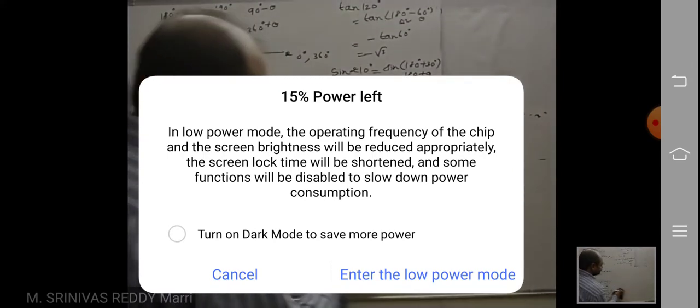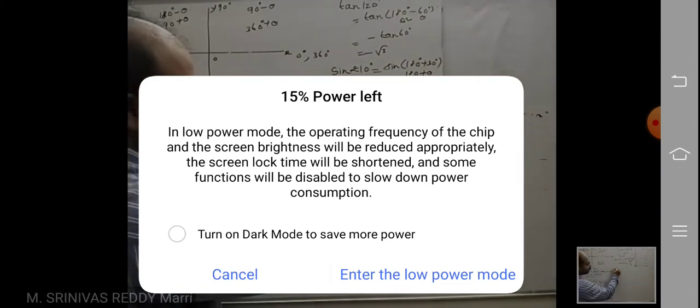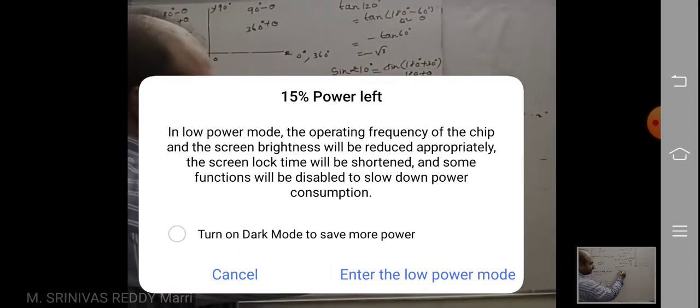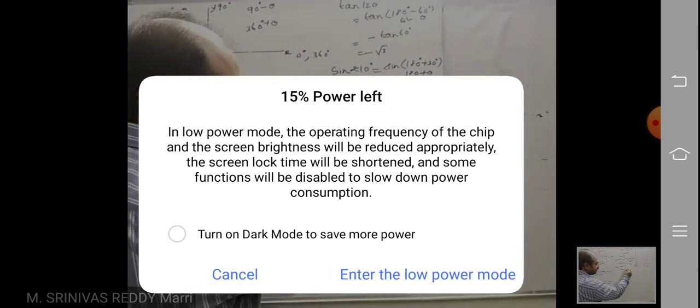So look at one more example. Suppose tan of 225 degrees. Look at, I know the angle of 45 degrees.